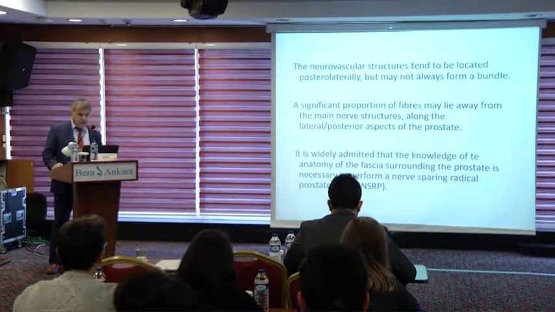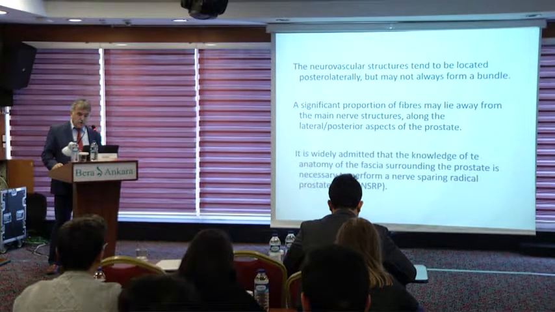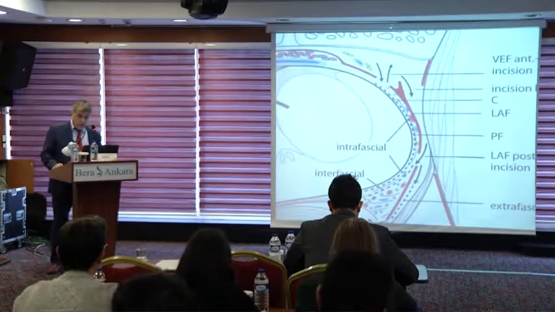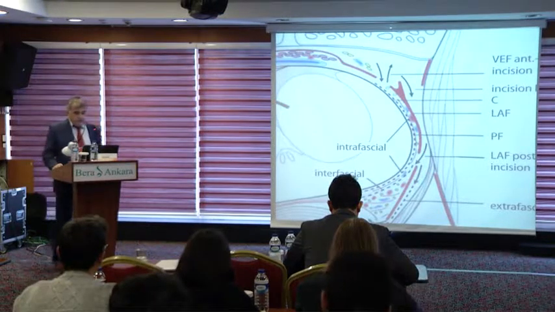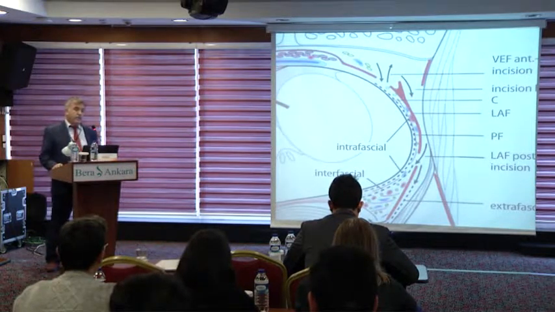The neurovascular structures tend to be located posterolaterally, but may not always form a bundle. A significant proportion of fibers may lie away from the main nerve structures along the lateral posterior aspects of the prostate. It is widely admitted that knowledge of the anatomy of the fascia surrounding the prostate is necessary to perform a nerve-sparing radical prostatectomy. The planes are very important during a nerve-sparing radical prostatectomy.